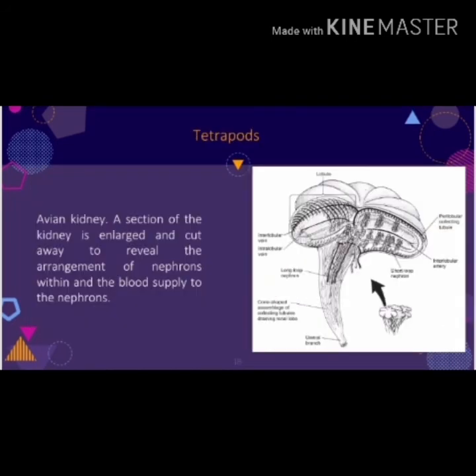Tetrapod kidney. A section of the kidney is enlarged and cut away to reveal the arrangement of nephrons and the blood supply to the nephrons.